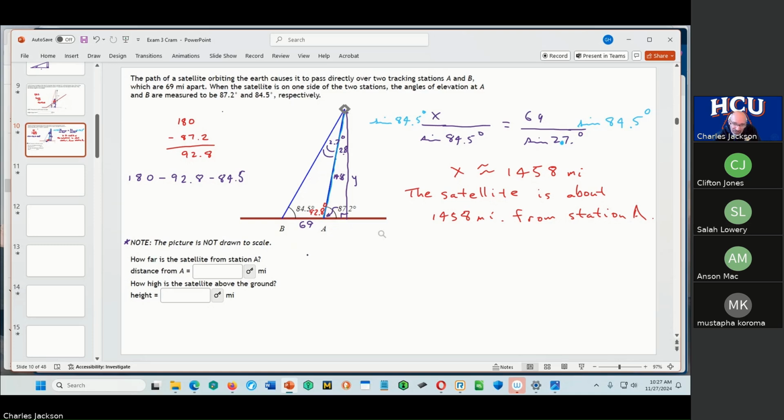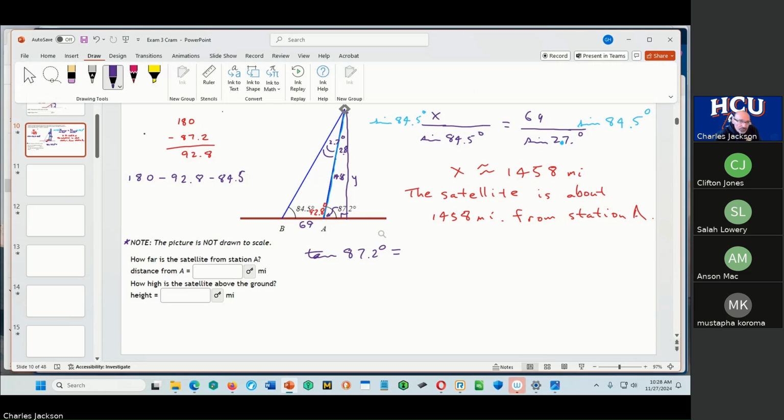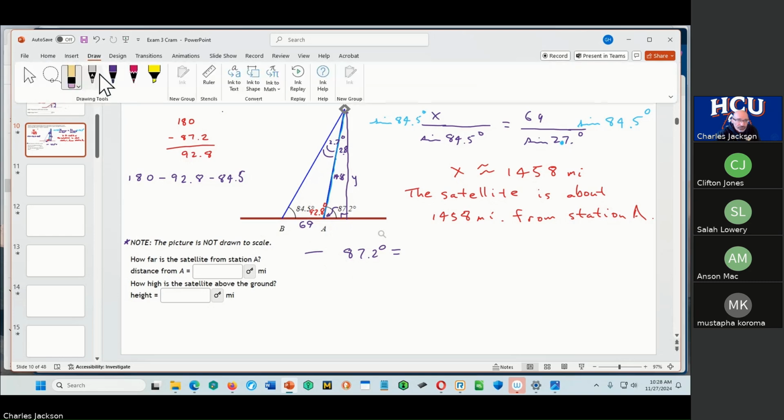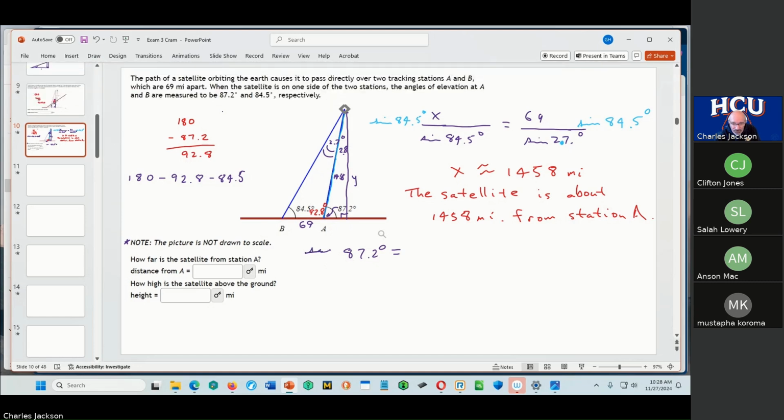So you could do that. Or you could just say, for example, that the tangent of 87.2 degrees, which is opposite... Well, actually, we would just use sine, wouldn't we? Sine 87.2 degrees is y over the 1,458.